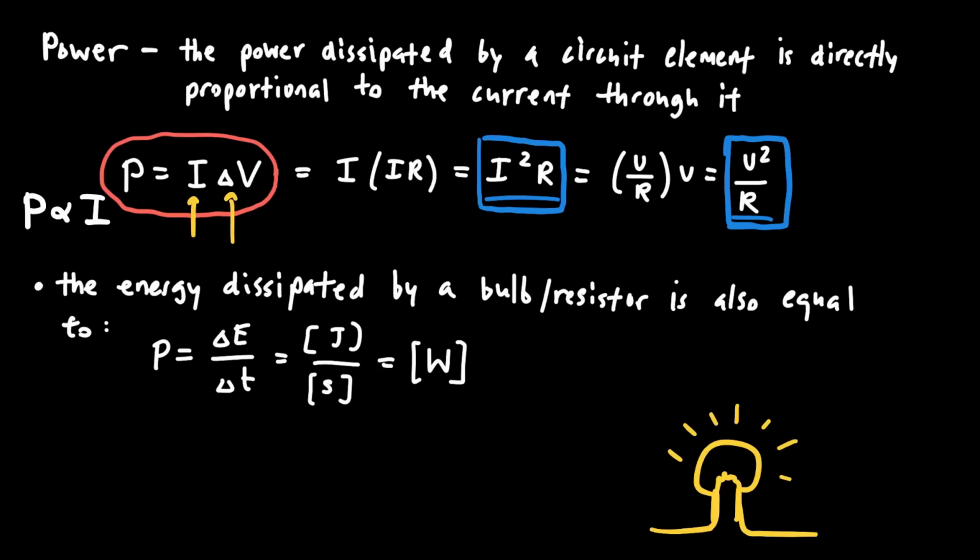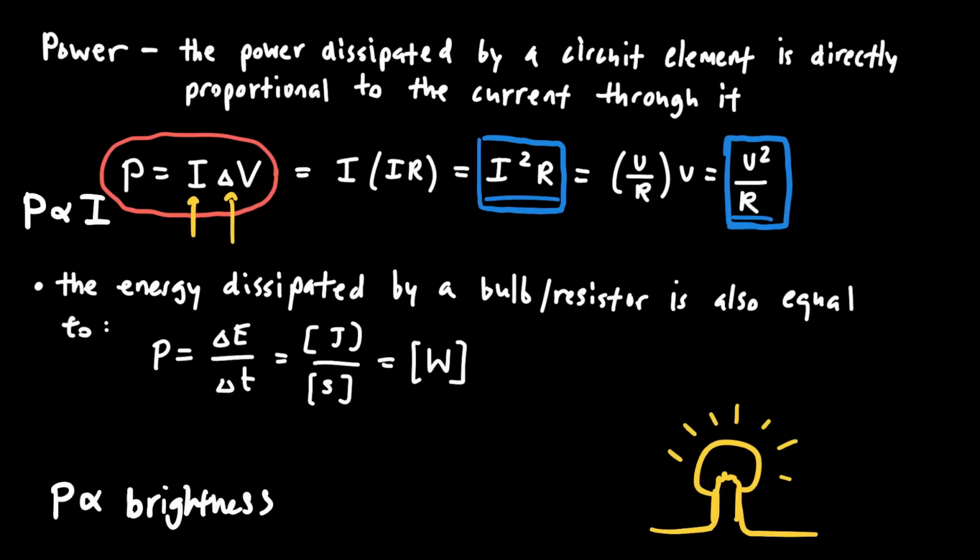And the way that I also think about that qualitatively is for light bulbs. The greater the current through the light bulb, the brighter it will be, the more power being dissipated. So there's a direct relationship between power and current, and there's a direct qualitative relationship between power and the brightness of a light bulb.